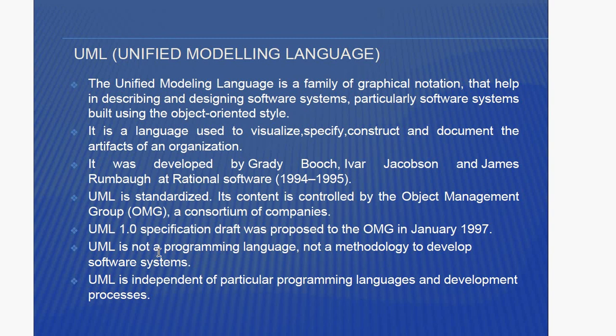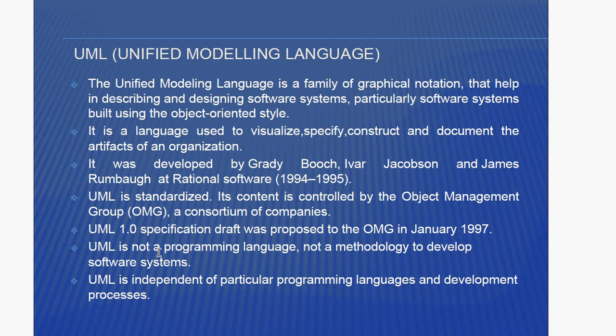This UML language was developed by Grady, Ivar, and Rumbaugh at Rational Software in 1994. UML is a standardized language which is actually controlled by the Object Management Group, a consortium of companies. UML was first drafted as a specification of 1.0 in 1997.